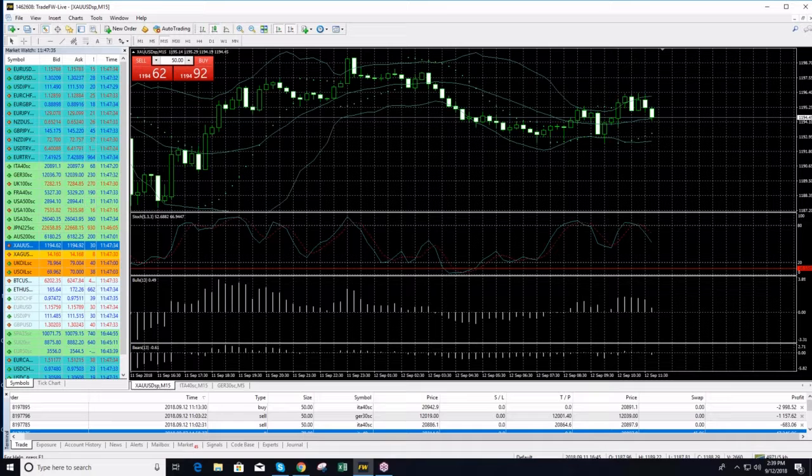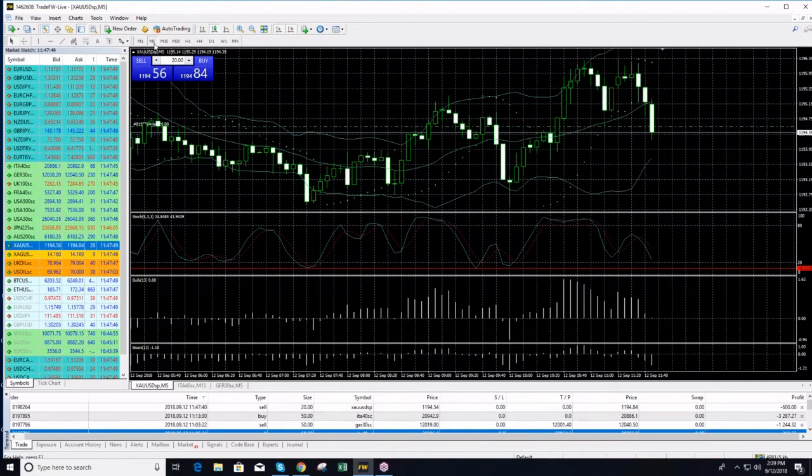Yep, I will go now short on gold. I just opened a short position again on gold, after getting the confirmation. Guys, I confirmed it on 3 indicators, and I will put my take profit.